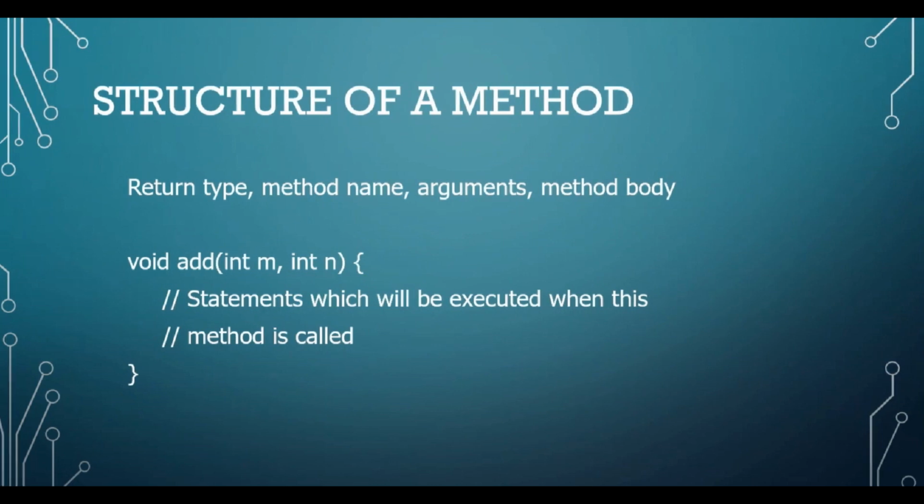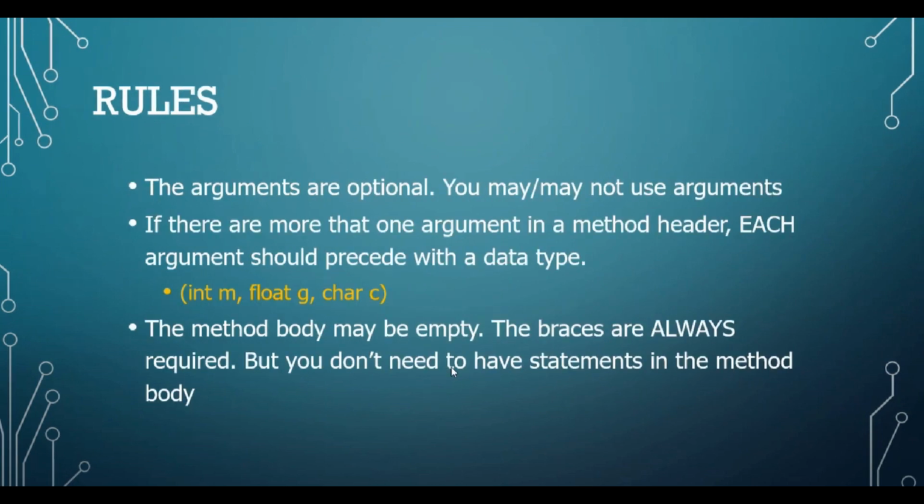Let us see the rules of a function. The rule is that the arguments are optional. That means you may or may not use arguments at all. If there is more than one argument in a method header, each argument should be preceded by a data type. So that means int m, int g, float g, char c. Three variables, all of them starting with a data type. It doesn't matter whether the data type of all of them is the same.